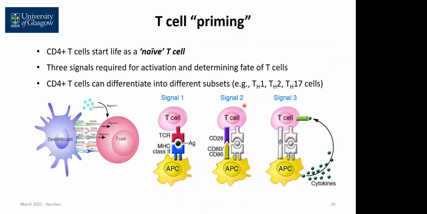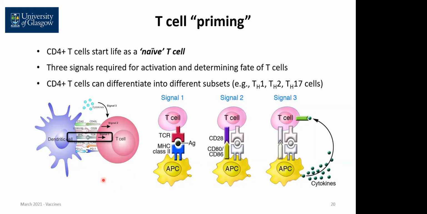And this process of T cell priming, as we've said, occurs in certain regions of the lymph node. So you need to be aware that CD4 T cells, so we're talking about T helper cells here, start life as a naive T cell. And ultimately, there are 3 signals required for the activation and determination of the fate of those T cells. And these are the 3 signals here. So once you have a dendritic cell that's phagocytosed and processed the antigen, and then presents that antigen to the T cell within the lymph node, you have 3 signals.